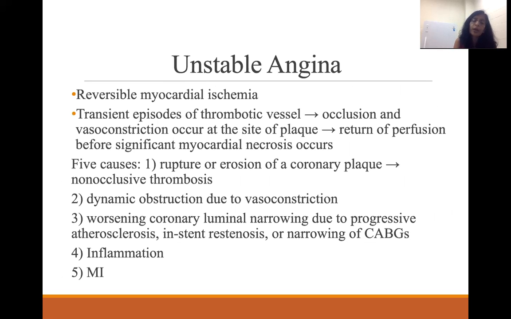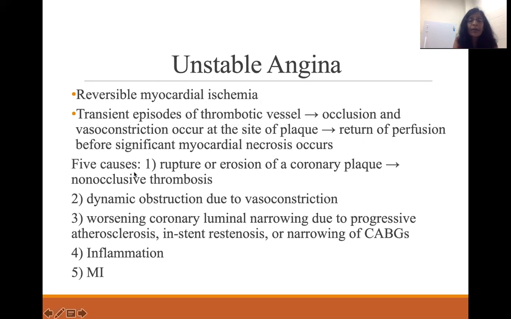Let's talk about unstable angina a little bit more. It's reversible myocardial ischemia, myocardial ischemia that can still be reversed. So there are transient episodes of thrombotic vessel leading to occlusion and vasoconstriction at the site of plaque, and return of perfusion before significant myocardial necrosis occurs. So this is a reversible pattern, temporary occlusion and vasoconstriction at the site of plaque, then return of perfusion before any major damage happens. So unstable angina is where you can never predict when it comes, when it goes, and that could be because of its reversible nature.